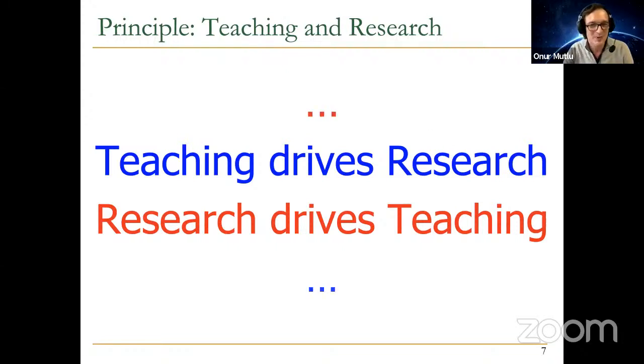This is unfortunately my looping construct in PowerPoint. There's a better construct you can clearly come up with, but I like this one because it's clean. This is essentially a loop. Basically, teaching and research feed each other essentially forever.